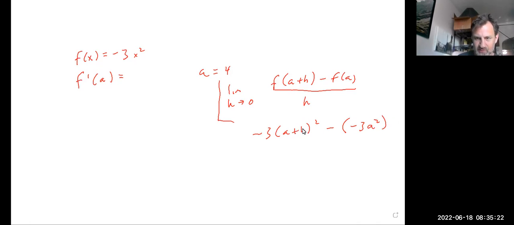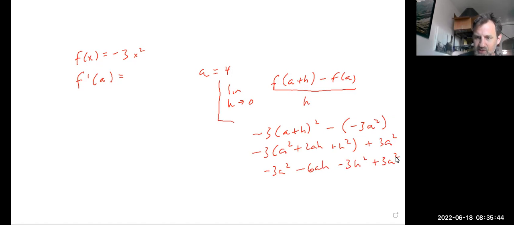Okay, so this is going to be where the hard part is. I got to square this out, minus 3 times a squared plus 2ah plus h squared, plus 3a squared. And of course, the distribution here, minus 3a squared minus 6ah minus 3h squared plus 3a squared. That term is going to go away. All I'm doing right now is the numerator. Okay, so this whole section is just this top part. I'm simplifying this down. I get negative 6ah minus 3h squared.